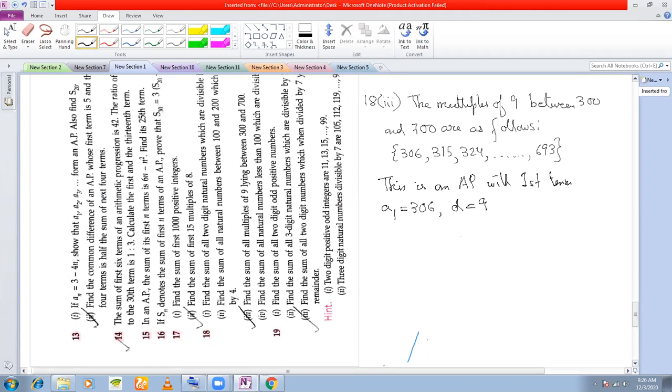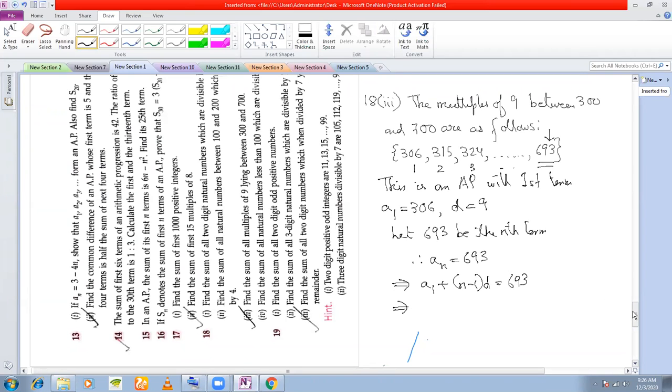But how do I add up? I need to know the number of terms, right? I need to know how many terms I'm adding up. This is the first term, second term, third term. So how many terms am I adding up? This 693 is what number of term? So before proceeding with the sum, I need to determine n. So I say let 693 be the nth term. Therefore, an is equal to 693. Now put it in the formula: A1 plus n minus 1 into d is equal to 693.